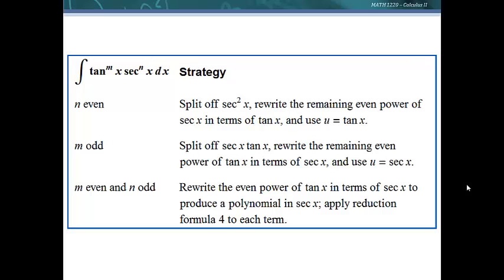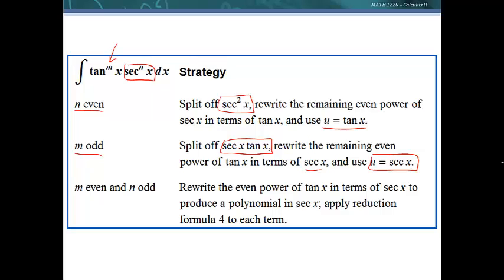If we have the integral of the product of tangent to some power and secant to some power, we're going to look and see if the power on the secant is even. If so, we're going to split off a secant squared and then write the remaining secant using the Pythagorean identity to get it in terms of tangent, let u be tangent of x, and we'll be able to work the integral. If the power on the tangent is odd, we could split off a secant tangent and then write everything in terms of secant, because the derivative of secant is secant tangent, and then do a u substitution with u being secant x.